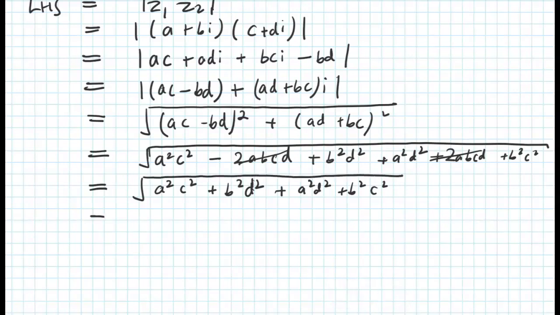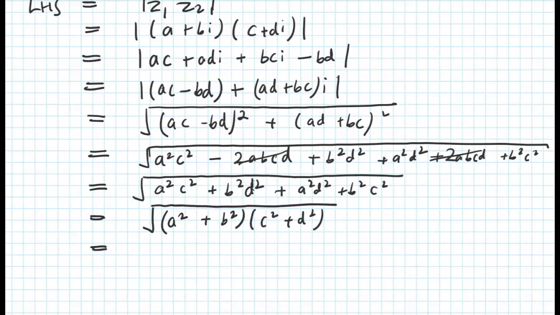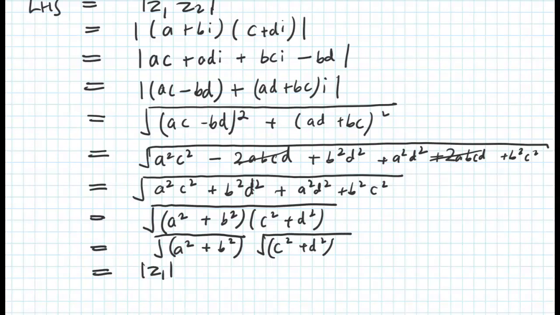And we notice now that that can be factorised as a squared plus b squared multiplied by c squared plus d squared. And we separate out those two square roots, and we note that the square root of a squared plus b squared is the same as the modulus of z1, the other one's the modulus of z2, and we're done.